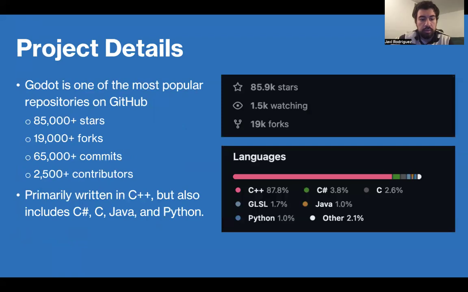It's one of the most popular repositories on GitHub, has over 85,000 stars, 19,000 forks, 65,000 commits, and over 2,500 contributors. The code base is primarily written in C++, but it also includes C Sharp, C, Java, and Python code.